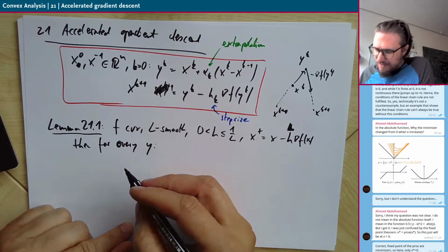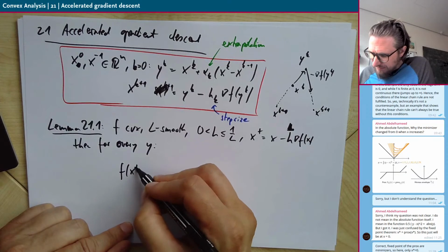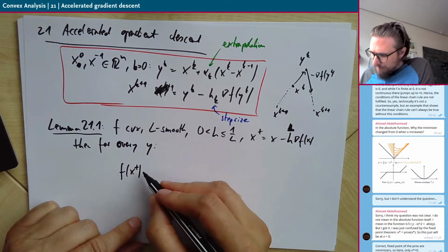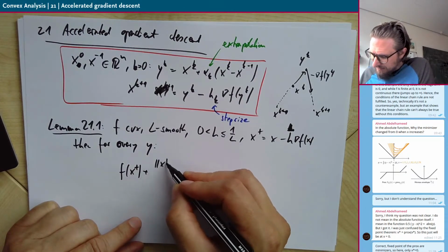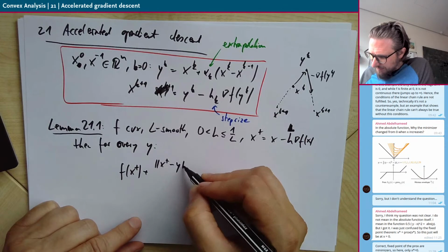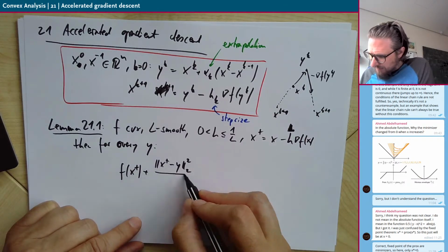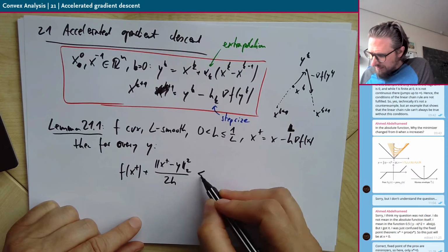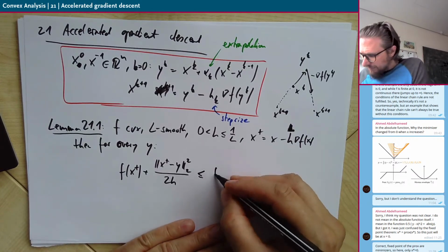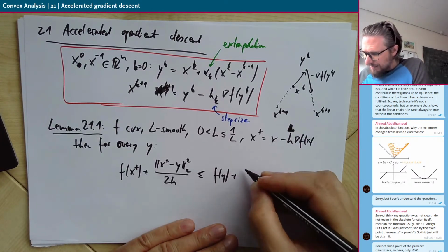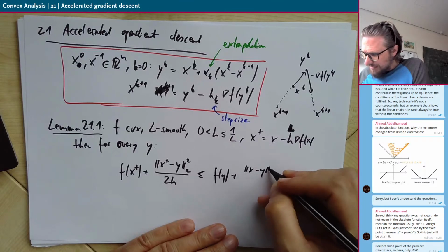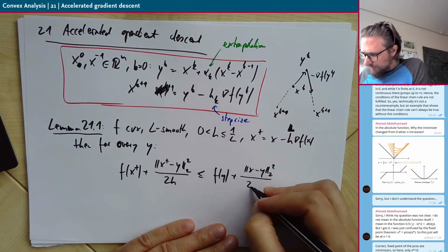It holds that if you consider f of x plus, so the result of the gradient step, plus the squared distance from x plus to y divided by 2h, that's still smaller than f of y plus the norm of x minus y squared over 2h.